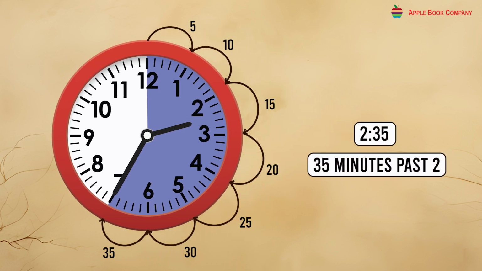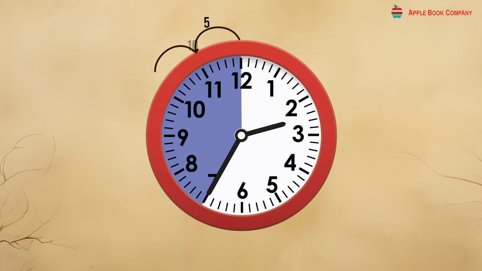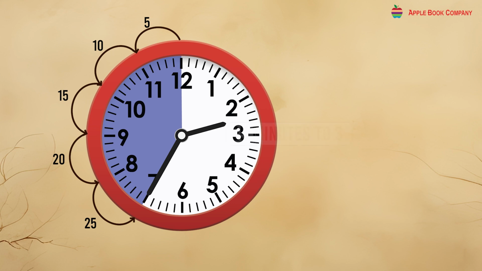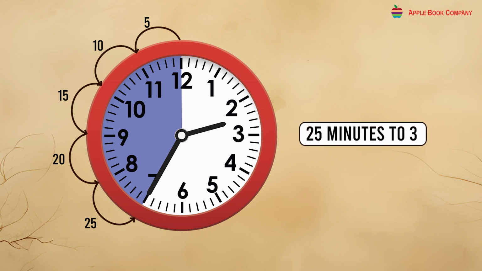35 minutes past 2. The same clock dial shows that there are 25 minutes before it is 3 o'clock. So we write it as 25 minutes to 3.